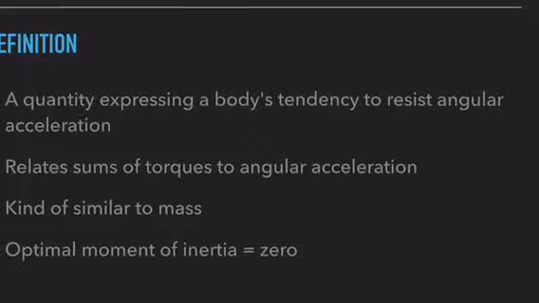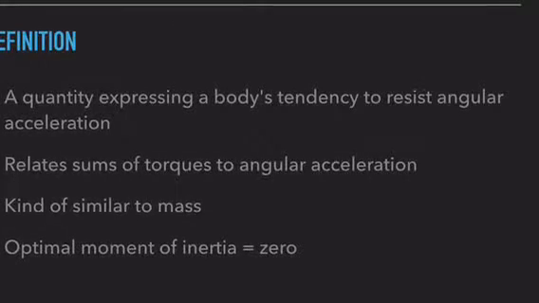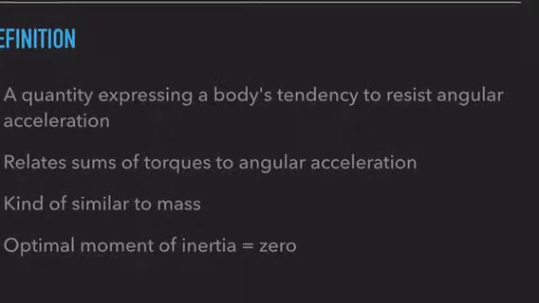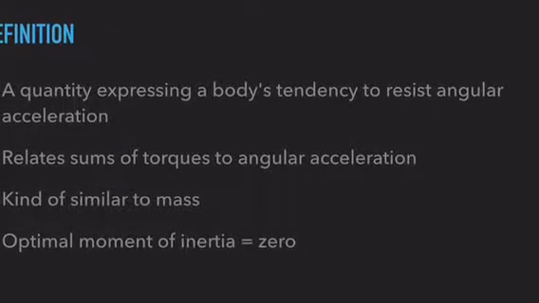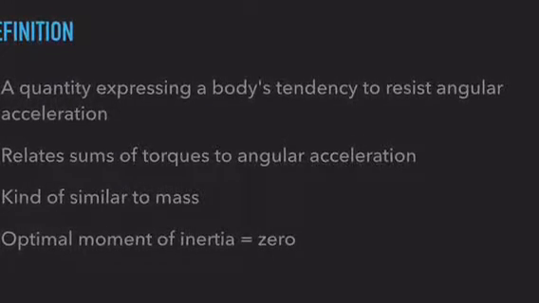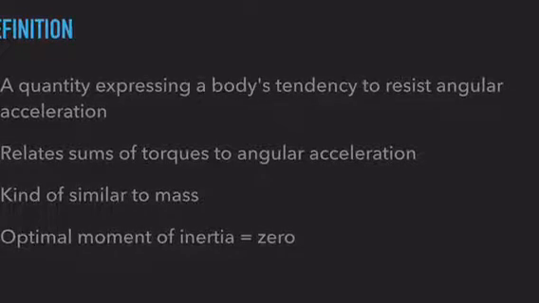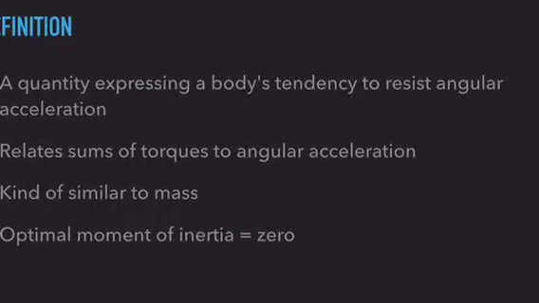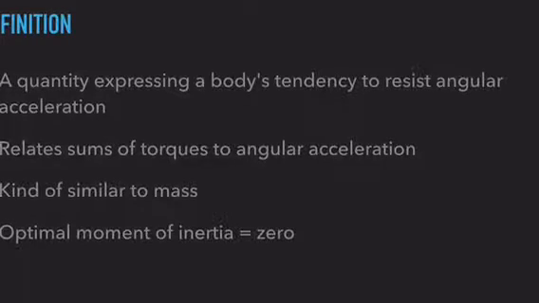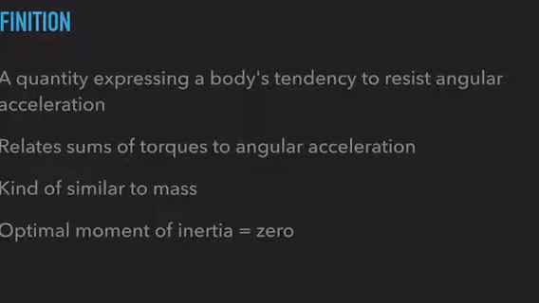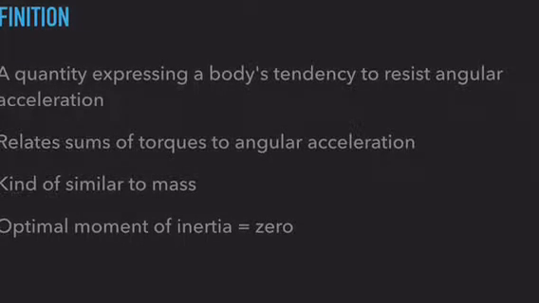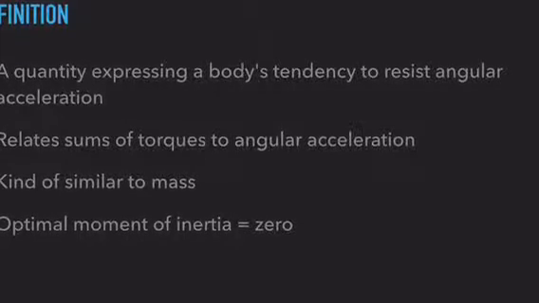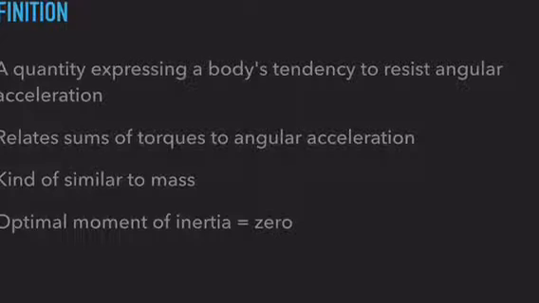Let's break down what just happened in a conceptual manner. The moment of inertia is defined as a quantity expressing a body's tendency to resist angular acceleration. It is the sum of the products of the mass of each particle in the body with the square of its distance from the axis of rotation. It relates the sum of torques put on an object in a given sense to the object's angular acceleration in that sense. It is sometimes likened to mass. However, moment of inertia is a concept of rotational motion instead of linear motion.